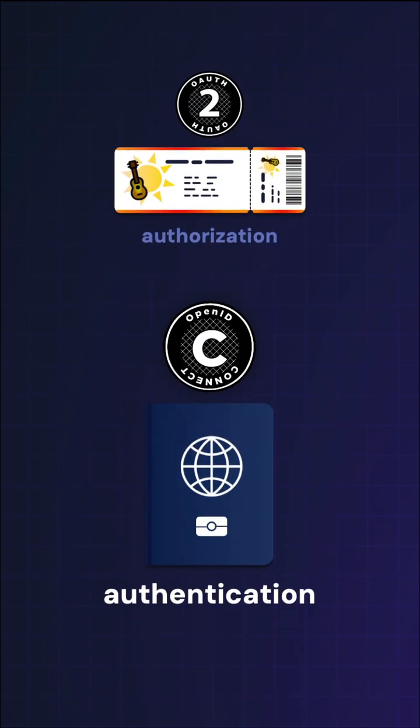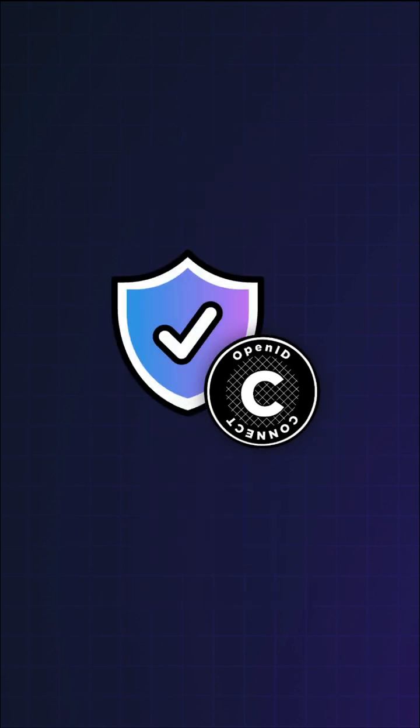If authorization is like a concert ticket, authentication is like a passport. It verifies you are who you say you are. And with OIDC with OAuth 2, we can securely authenticate as well as authorize.